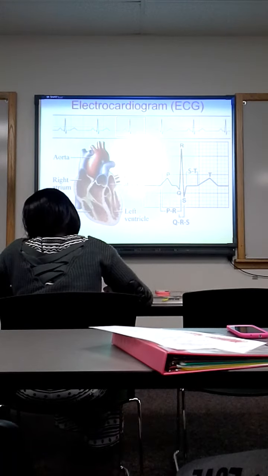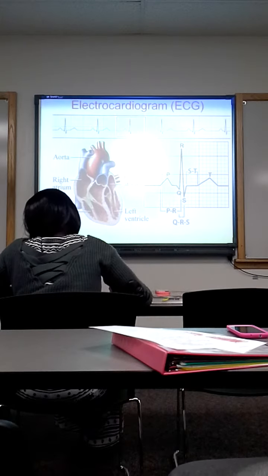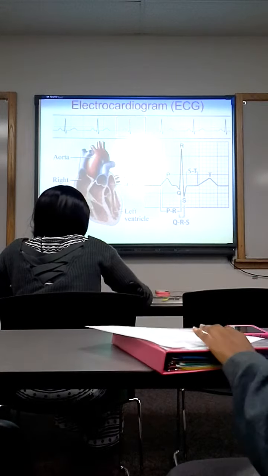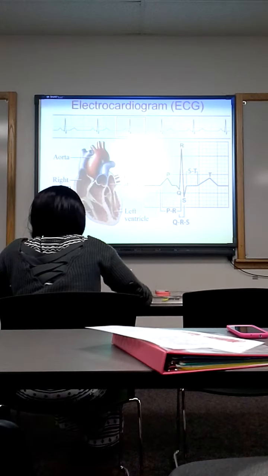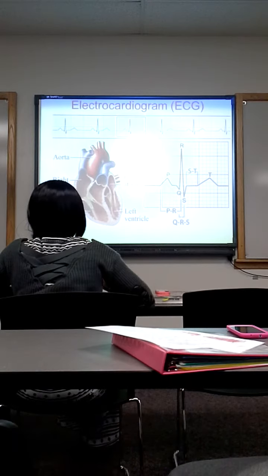The atria contract and they push a little extra blood into the ventricles. Well, blood's going into the ventricles anyway, but when the atria contract, it gives a little extra push so a little extra blood can go into the ventricles. It's important if you're exercising. If you're just sitting in class napping, it's not a big deal.